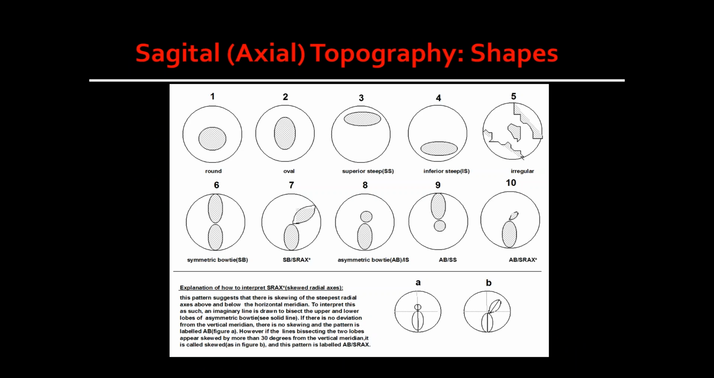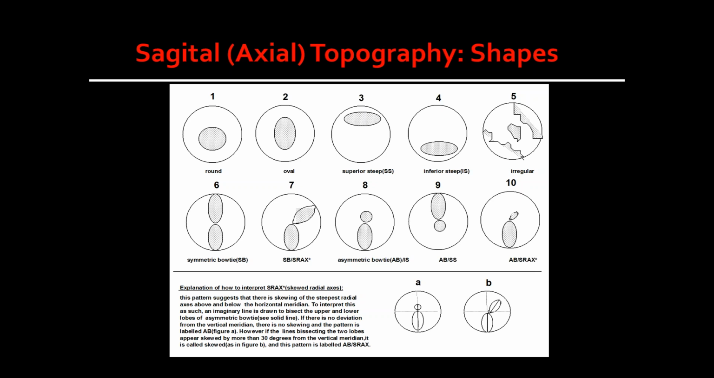A subsequent paper came out by Rabinowitz that actually classified shapes even more carefully into 10 different categories, including round, oval, superior steep, inferior steep, irregular, symmetric bow ties, symmetric bow ties with SRAX, which is the skewed radial axis, asymmetric bow ties with inferior steepening, asymmetric bow ties with superior steepening, and finally number 10 and the most insidious, your asymmetric bow tie with the skewed radial axis.